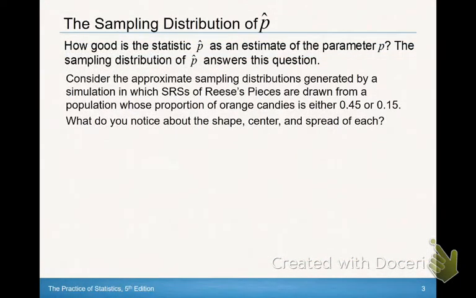So how good is the statistic p hat as an estimate of the parameter p? The sampling distribution for p hat answers this question. So this kind of, again, goes through what that applet was talking about. It says, consider the approximate sampling distributions generated by a simulation in which SRSs of Reese's Pieces are drawn from a population whose proportion of orange candies is either 0.45 or 0.15. What do you notice about the shape, center, and spread of each?